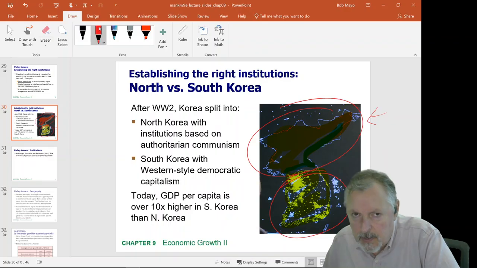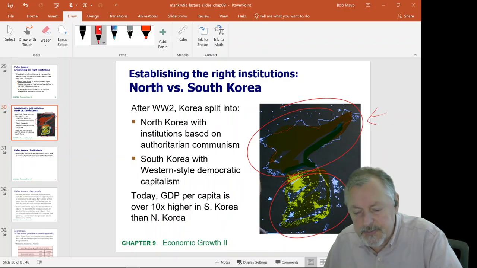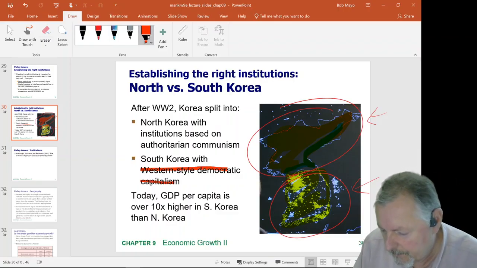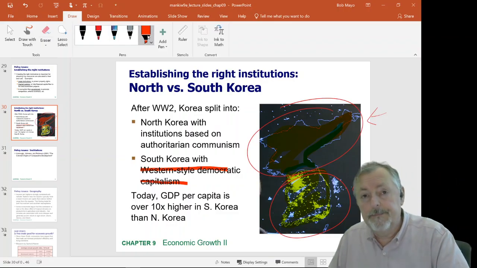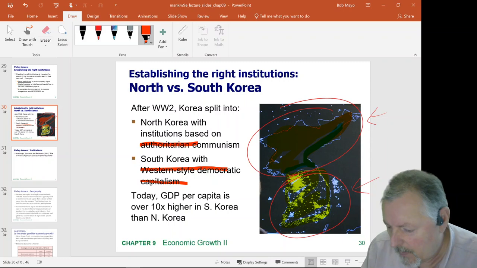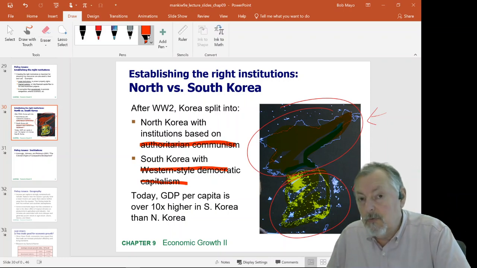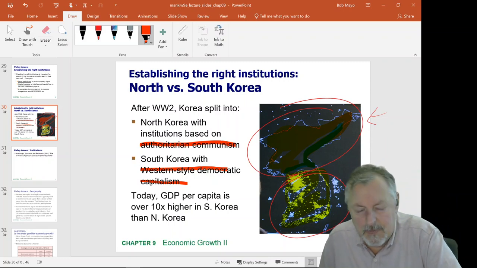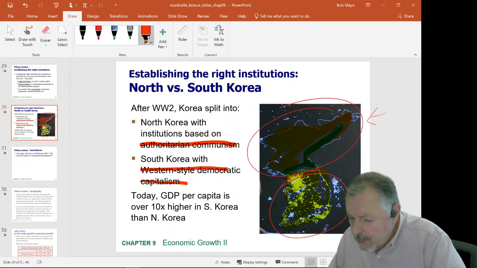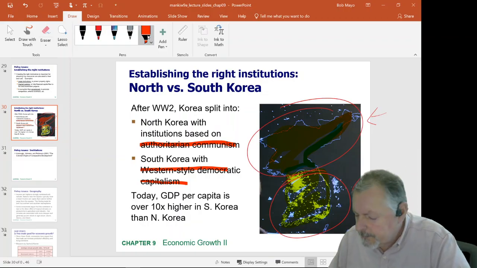Good and bad are not economic terms. The institutions in South Korea are efficient. That is an economic term. The institutions in North Korea, profoundly inefficient. I can say that as an economist, and I doubt there's one economist on earth who would disagree with me. Well, maybe there's a North Korean one.